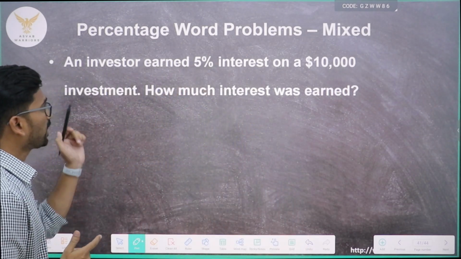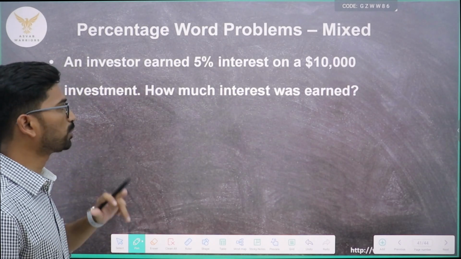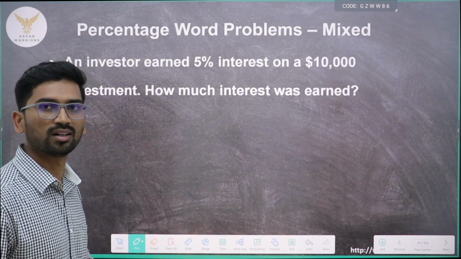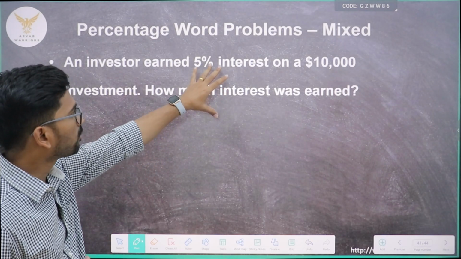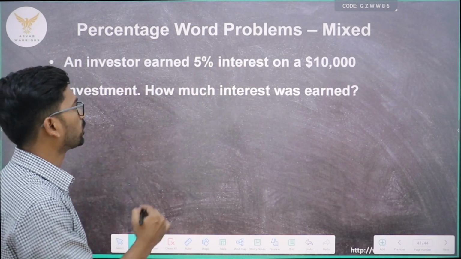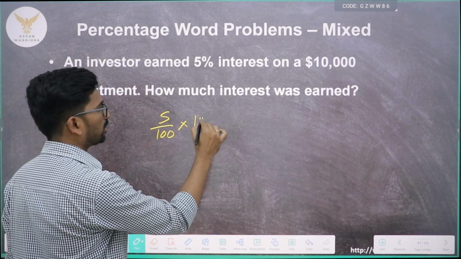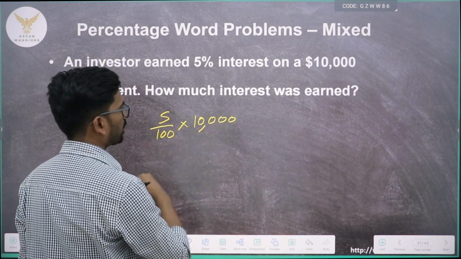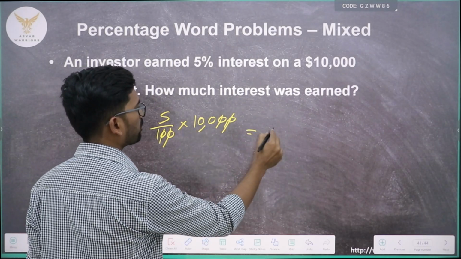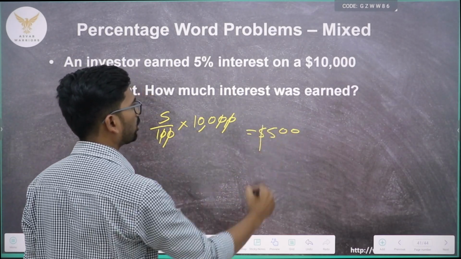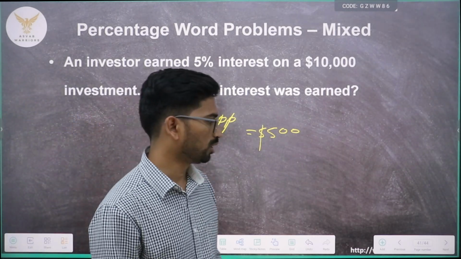The next question is, an investor earns 5% interest on a $10,000 investment. How much interest was earned? Very simple question. We just need to calculate 5% of the 10,000, which is the total investment. So 5%, which is 5 out of 100, of 10,000. How much will it be? The zeros get cancelled out. So 5 times 100 will be 500. So the interest earned will be $500.